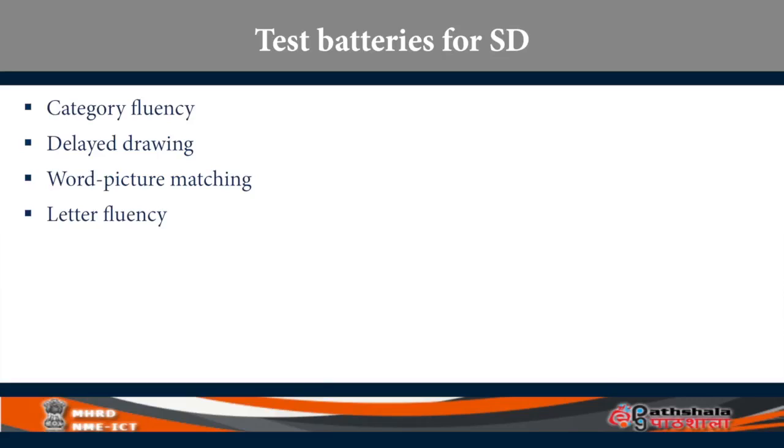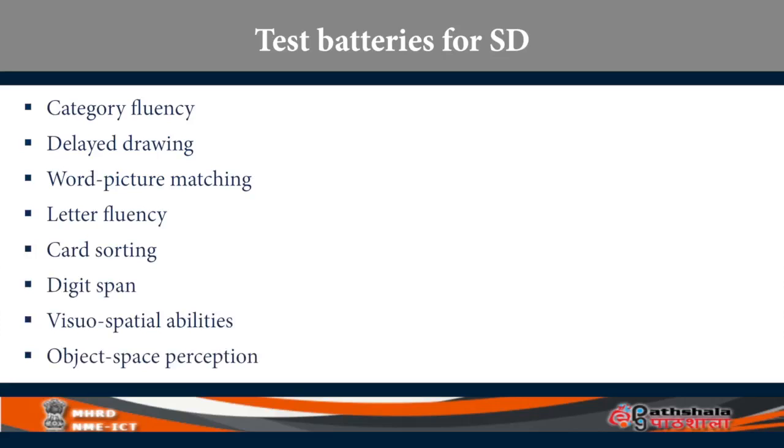say as many words which start with A or S or F or whatever letter, letter fluency, card sorting, digit span, visuospatial abilities, object space perception. So, these are all typical neuropsychological batteries that neurologists use to diagnose semantic dementia.